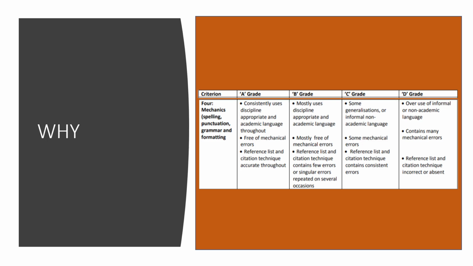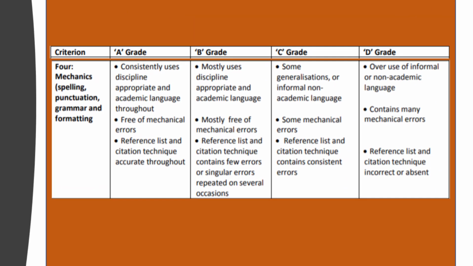So, what's this rubric? In all assignment marking, whether it be a reflection, an assignment, a case study, they all have specific rubrics. And one portion of this rubric is always going to look at research and referencing, or the example I'm giving here is covered under the mechanics of the construction of the assignment. And you can see on the D grade there, if the reference list and the citation technique is incorrect or absent, then it will receive a D grade and the assignment will fail. On the other hand, if the reference list and citation technique is accurate throughout the entire assignment, it's more likely to get an A.